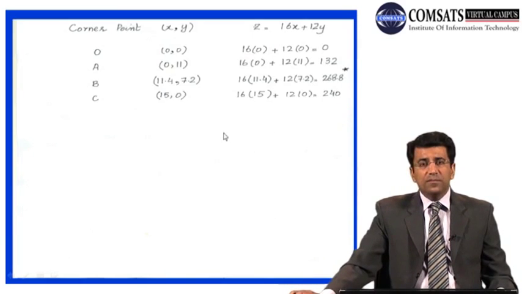So how can we maximize our profit? That is the point B, that is the best possible option. That is, if we are able to produce 11.4 units of product A and 7.2 units of product B, then our profit will be maximized. And what is the maximum value of the profit? That will be equal to 268.8.